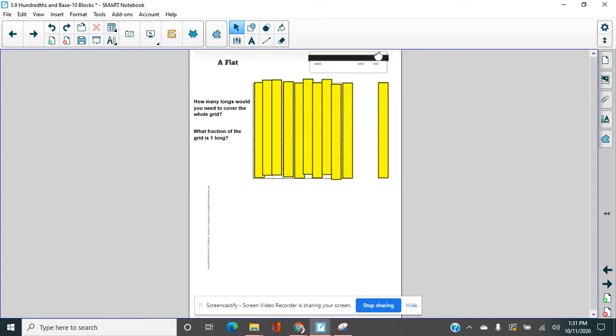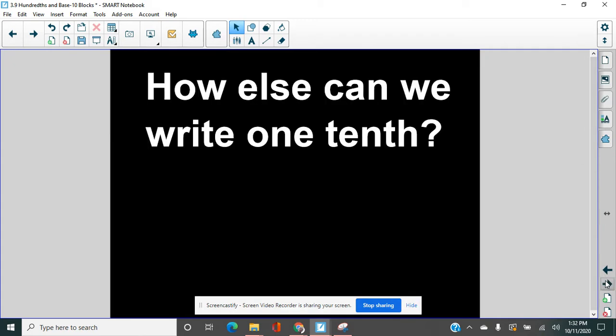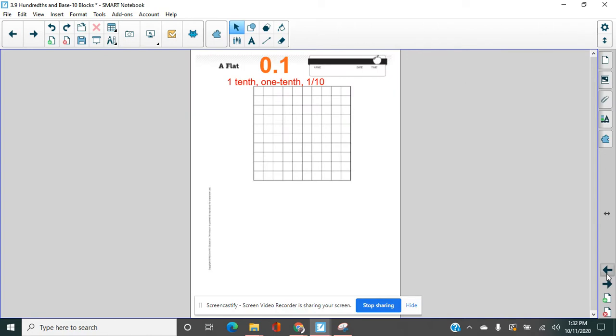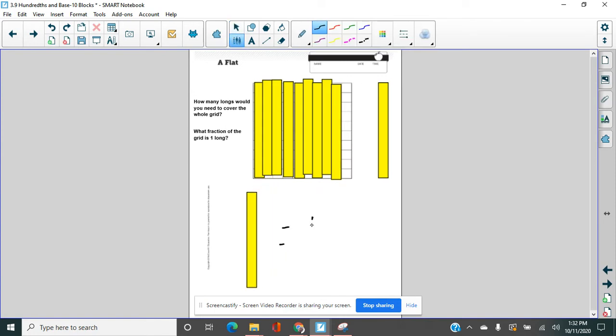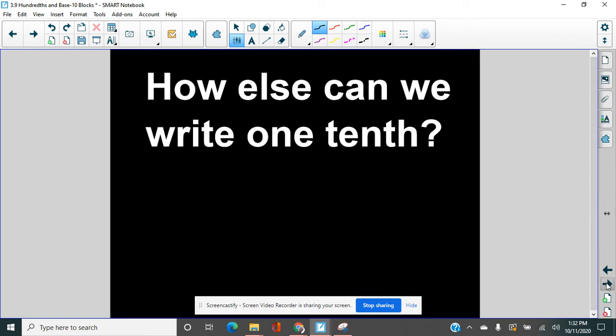All right, how many longs did I need to cover that grid? 10, right? So 1/10, right? One of those longs, one of these is worth 1/10 of the whole grid. Okay, so what we're doing, we're kind of changing what you've done with base 10 blocks before. We're considering the whole grid as one whole pizza. That equals 1. So this one piece equals 1/10 because 10 of them cover the whole thing, right?